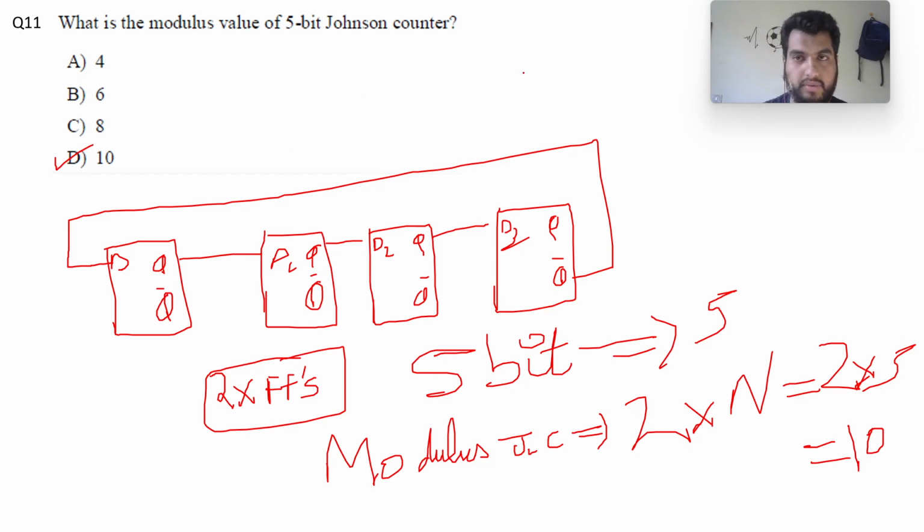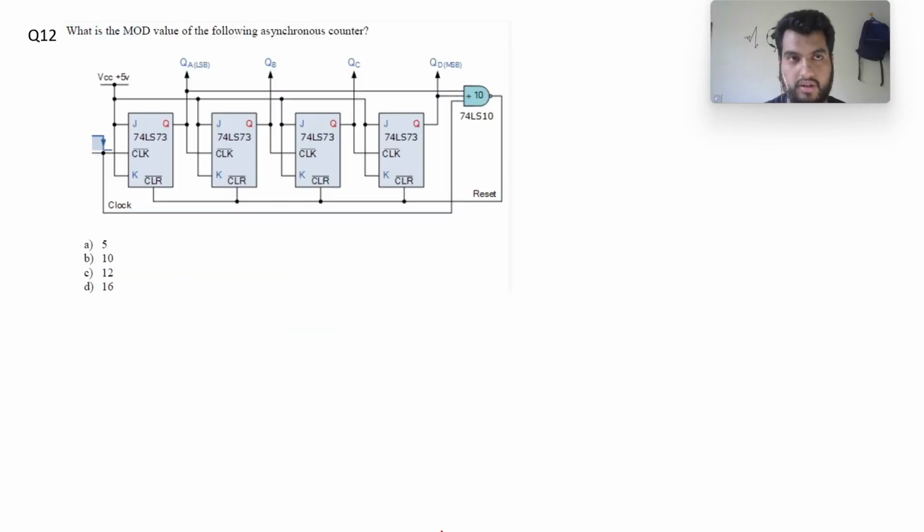Now we can move forward to question number 12. In this question we need to find out the mod value of the following asynchronous counter. We are given this circuit and there are some tappings taken out, which are applied to the reset of the flip-flops, and we need to find out what will be the modulus value of this asynchronous counter.